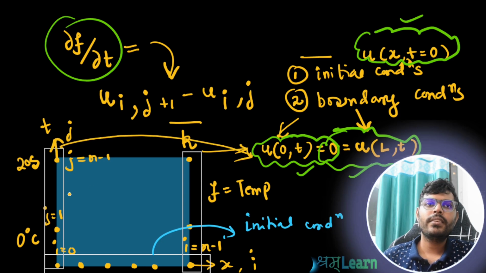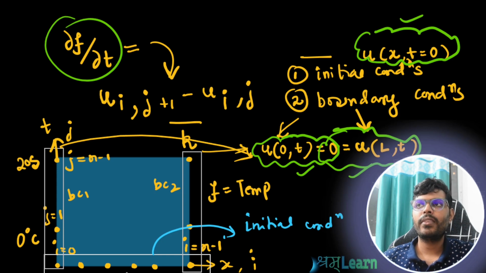Boundary condition 1, boundary condition 2, because there are two boundaries. So these points I know, and these points I have to calculate. I know u at all these i comma j, but I don't know for these points. So for these points, how can I calculate?